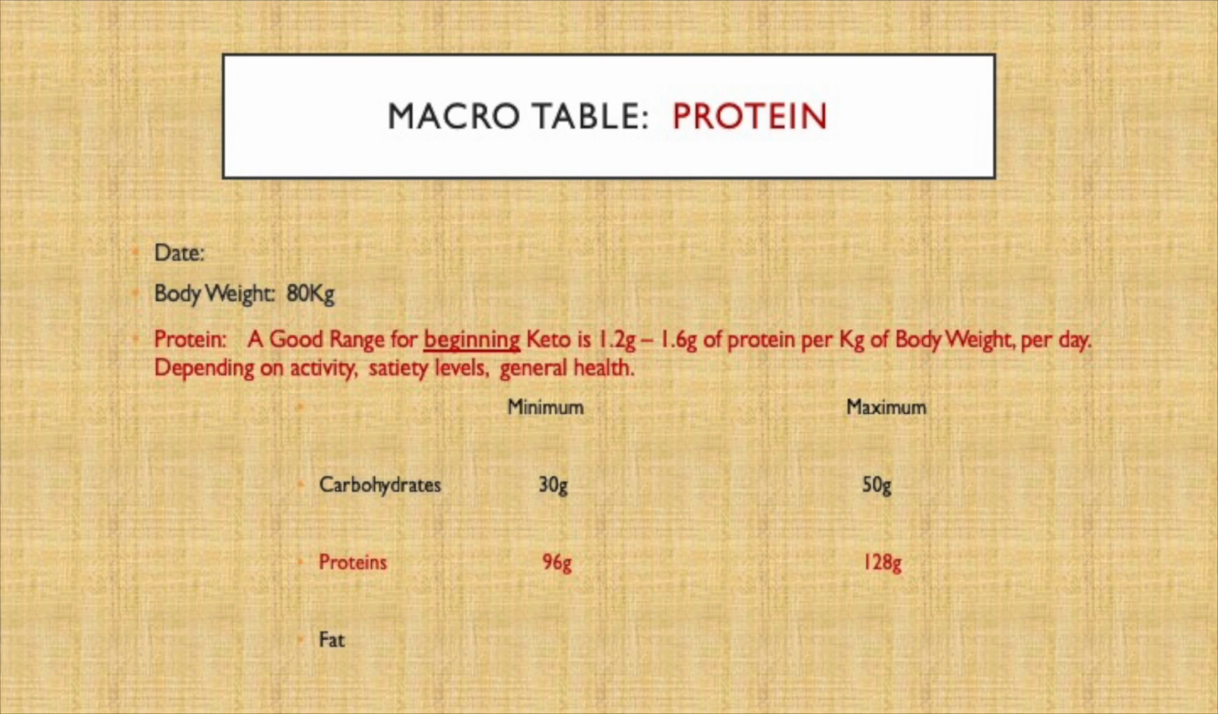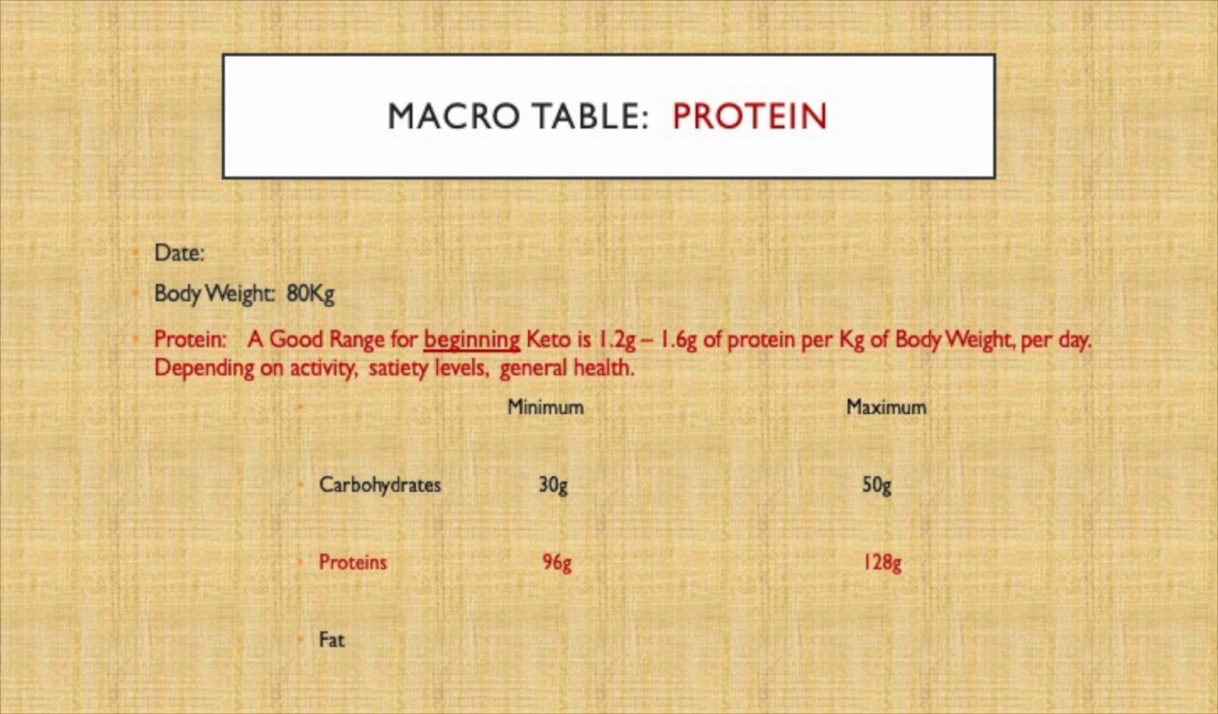However, that 1.2 lower threshold might be too much for some people, and I know it was for me when I first started, and that was to do with my gut health issues. So I had to reduce down to, it was 1 gram, and then I had to work up from that lower threshold. So this is an example for somebody who has a body weight of 80 kilograms, and I'm using those thresholds of 1.2 to 1.6.